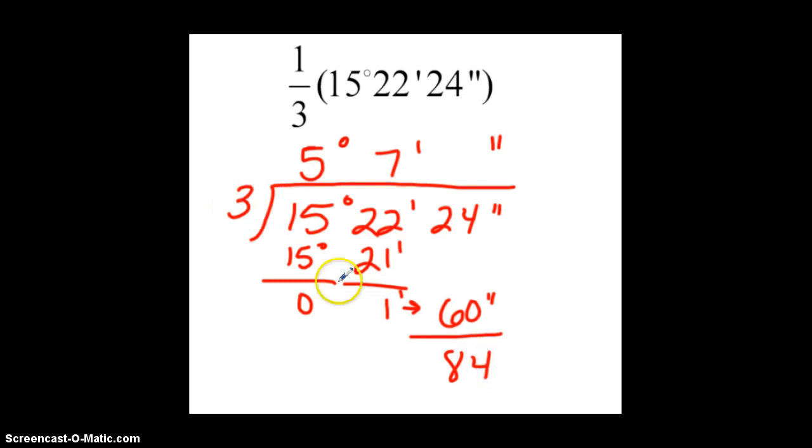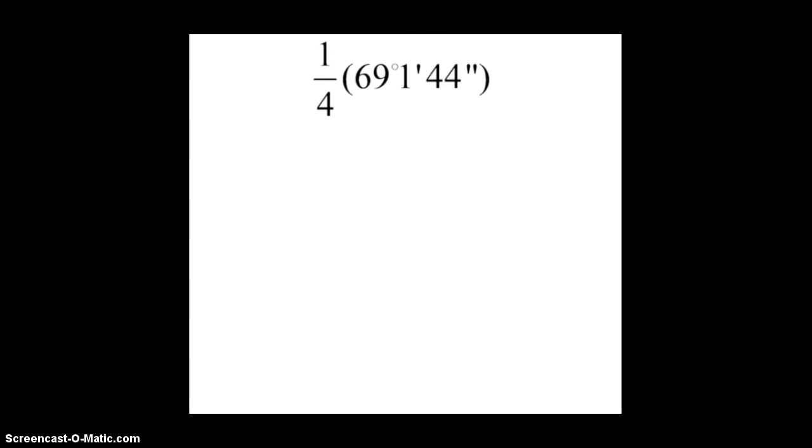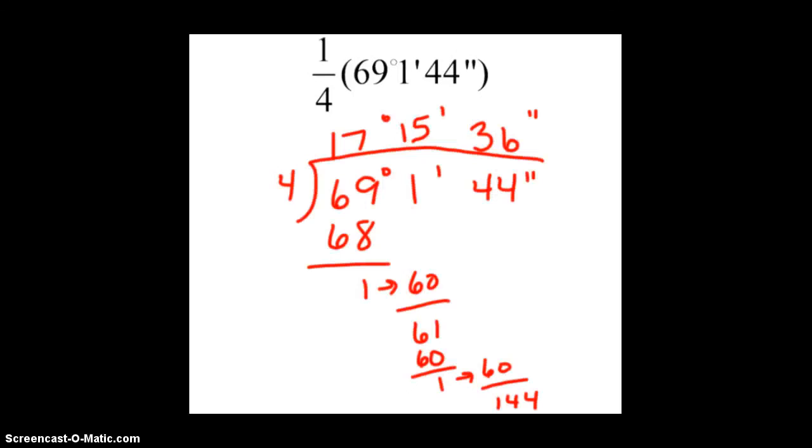Now we're saying 3 goes into 84 how many times? Well, that's 28, and 0 left over, so that's 28? Right? So now here's our final answer: 5 degrees, 7 minutes, 18 seconds. Okay, so here's your problem to try. Do long division, pause, and then check back when you're finished. Okay, so your final answer should be 17 degrees, 15 minutes, and 36 seconds.